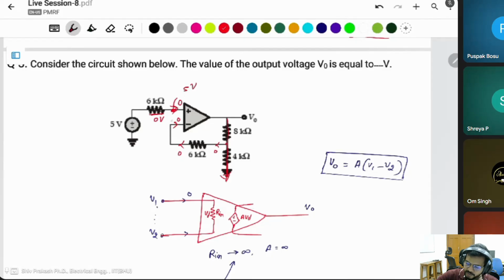If this is 5 volt, then this is the virtual short, because the current is 0. It means there is the same voltage at these two terminals, so you can say this voltage is also 5 volt. If this voltage is also 5 volt, then there is no voltage drop because of the zero current flowing through it. It means this is also 5 volt. If current is not flowing through any resistor, there is no voltage drop across that resistor.